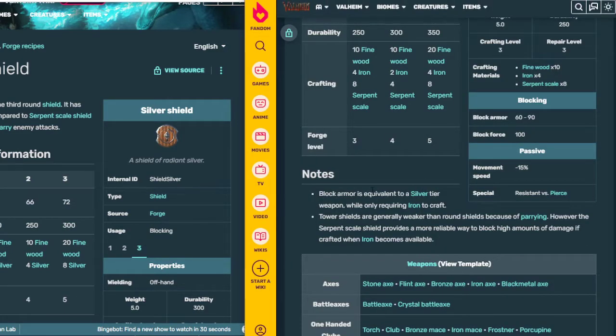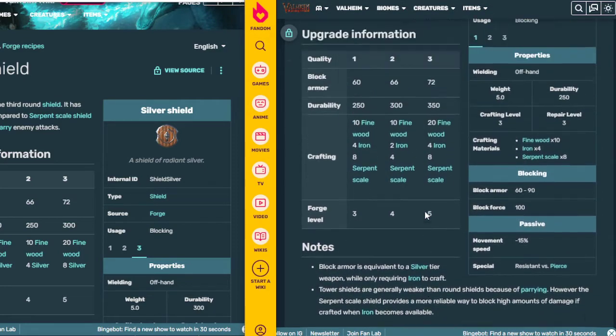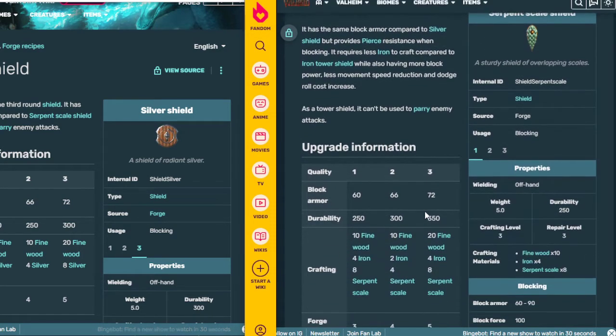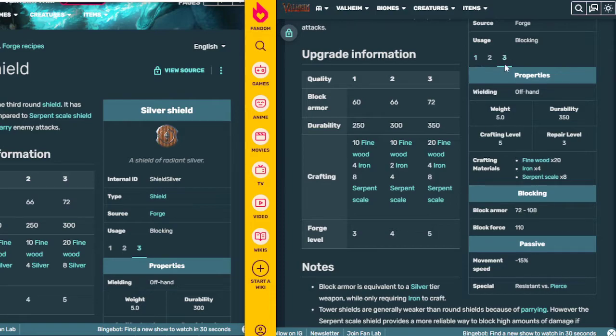This item, the shield, Serpent Scale Shield, you should be able to parry with it. I think you should be able to parry. I think you should have a 1.5 parry modifier.